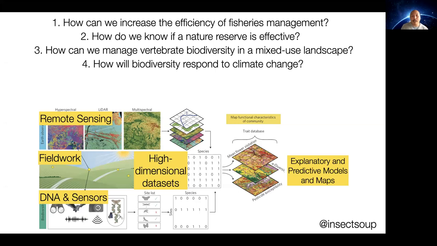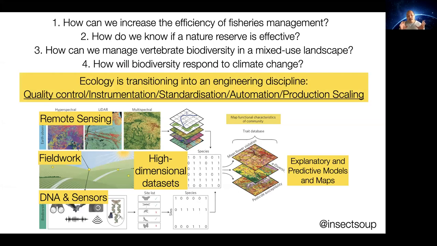And I think this transition to higher technology is also transitioning our science from a natural science, a basic science, into an engineering discipline, right? And if you're an engineer, you're interested in the science, but you're also interested in quality control, the use and invention of instrumentation, standardization of protocols, automating processes as much as possible, and most importantly, scaling up production of data, in our case at high quality and low cost.